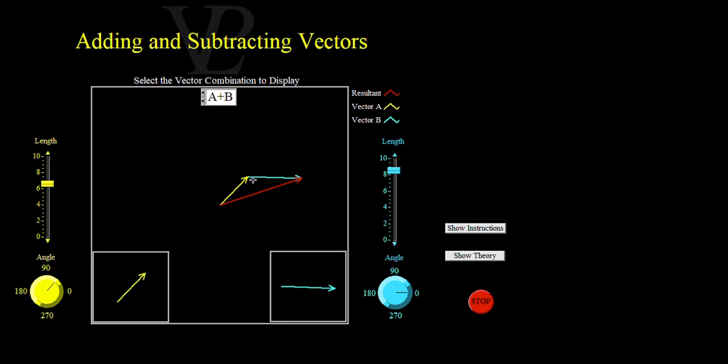But you draw them nose to tail. So you say, I want A plus B, so there's A. Then I put B in, so the tail of B is on the head of A. Then I draw in my resultant, which goes from where I started to where I finished. So there's the first thing. The second thing is you must draw these the right length.